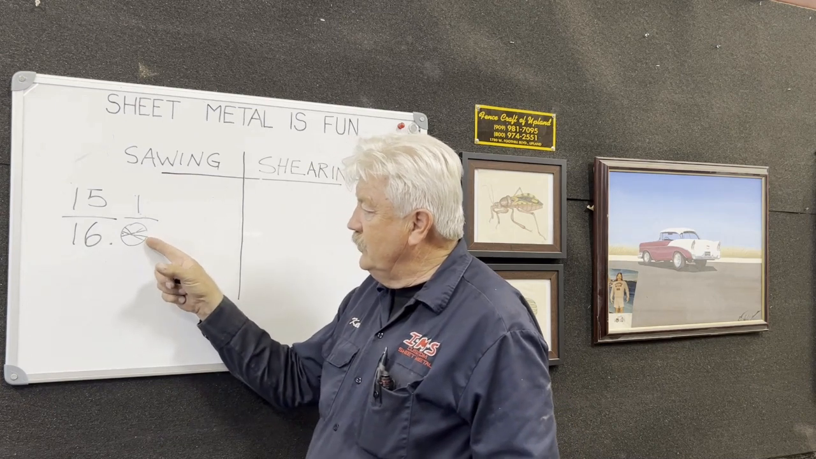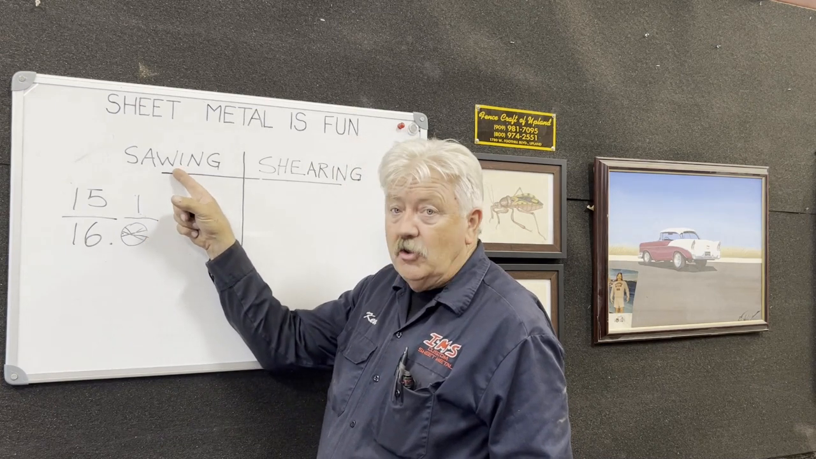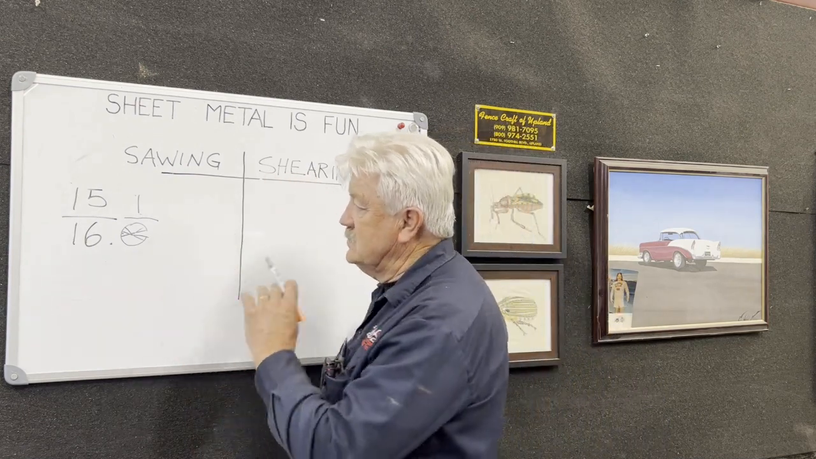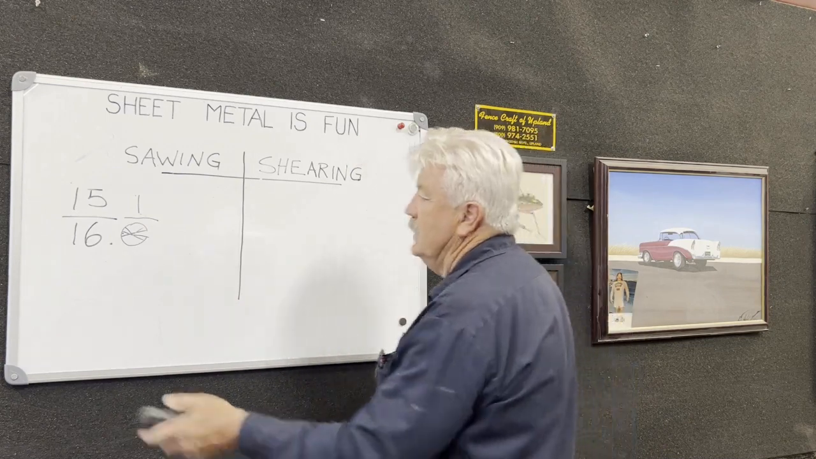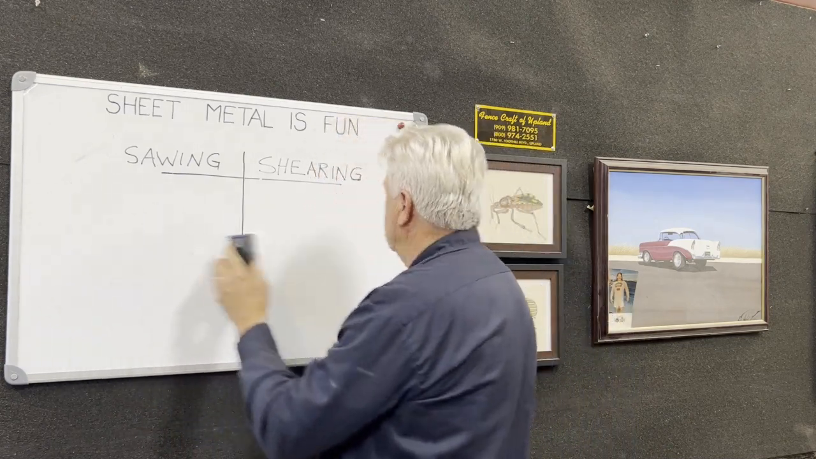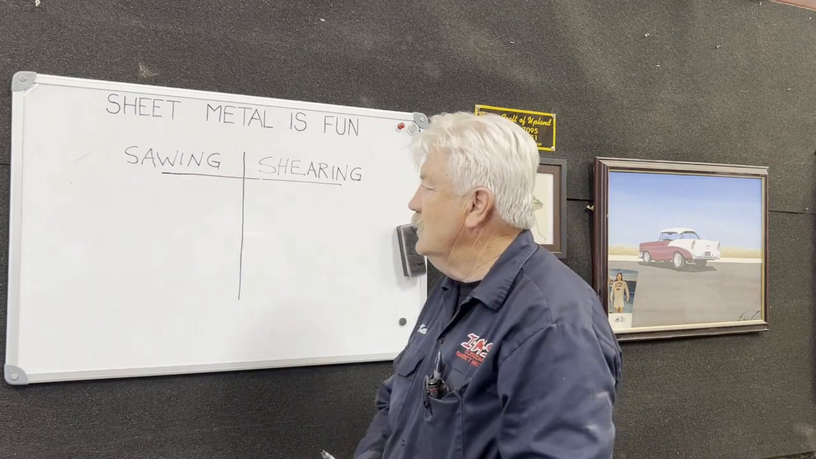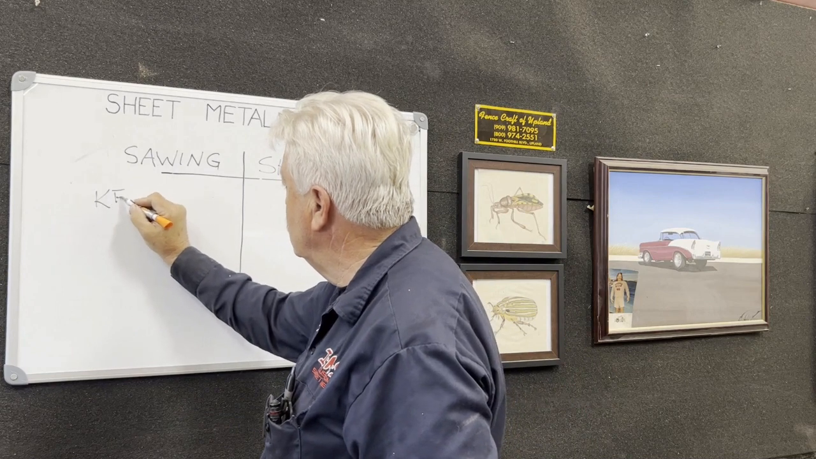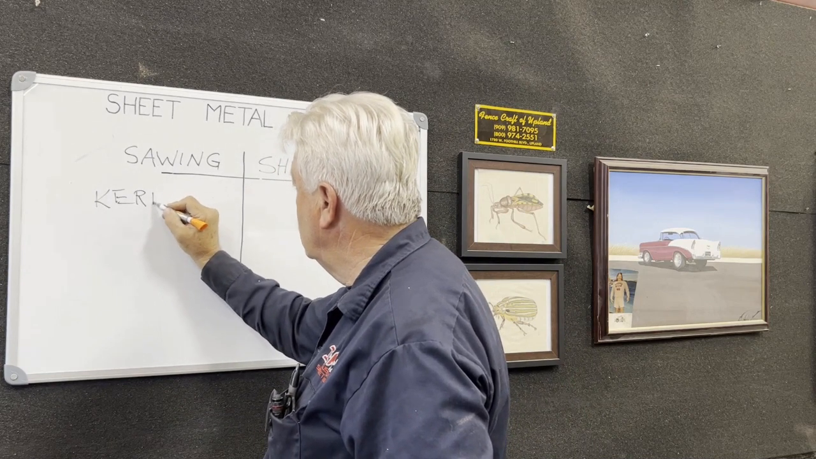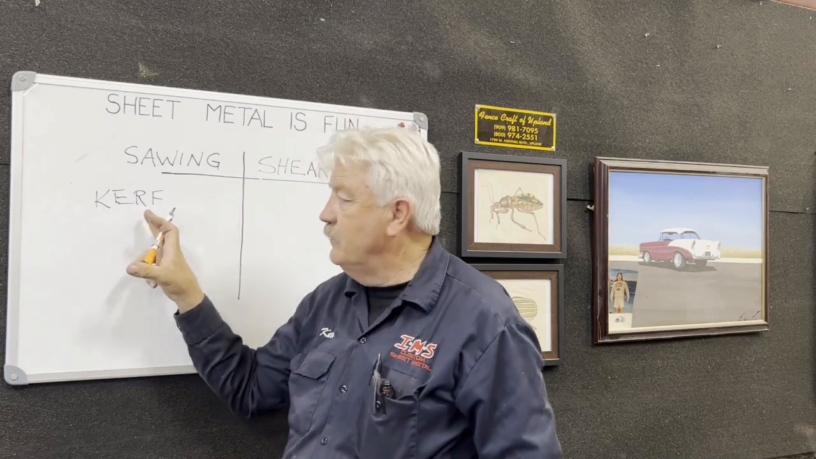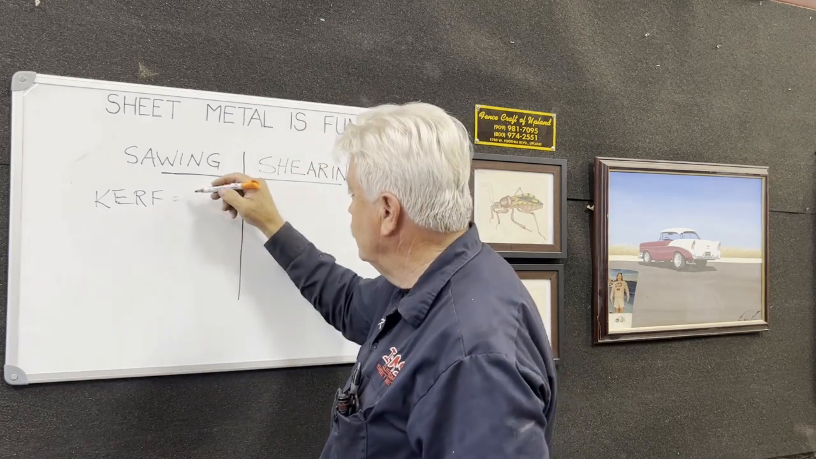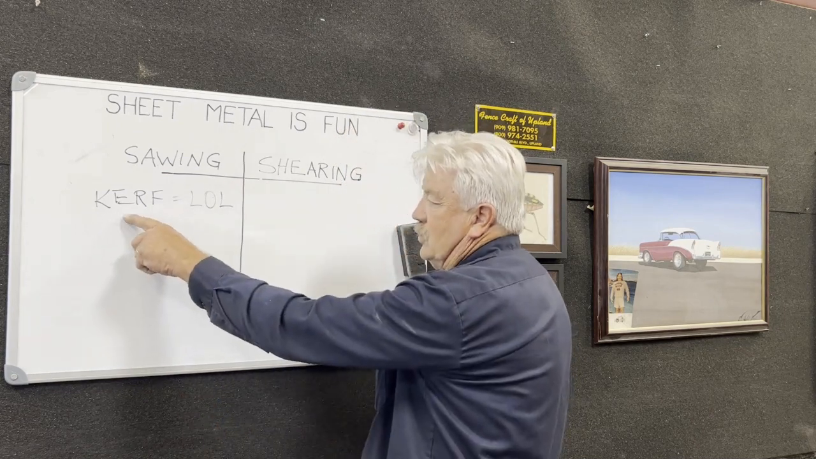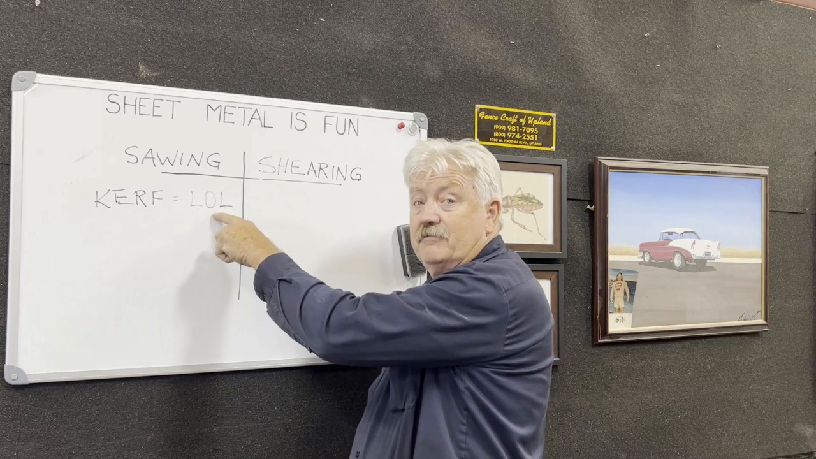So what we wanted to do was we don't want to saw the pizza, we want to shear the pizza. Now the difference between sawing and shearing is, anytime you saw something, there's always what they call the kerf. The kerf always gives you a loss of length.